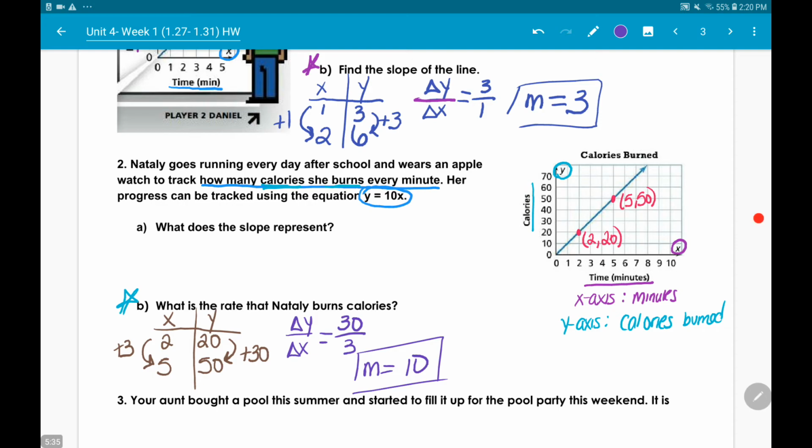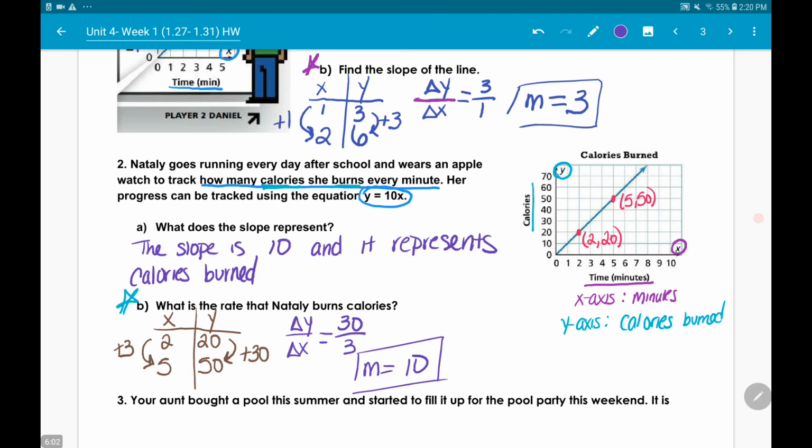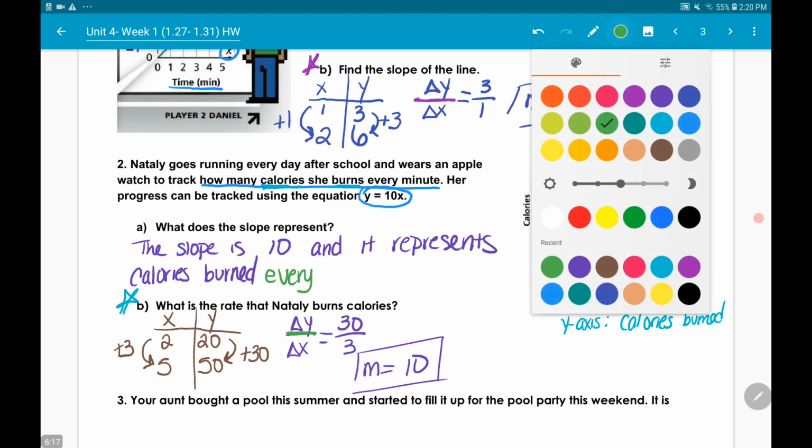Okay, now go back up. What does the slope represent? We're going to use the same format again. The slope is 10, and it represents y first. So y is calories burned. It represents calories burned. And remember, we could say per or every because we're talking about the little division symbol here. We'll say every for this one. We'll change it up already. Burned every, and then our x-axis is minutes. So burned every minute.